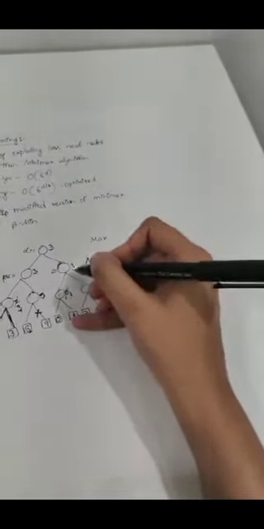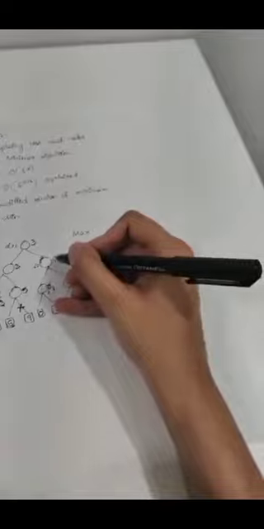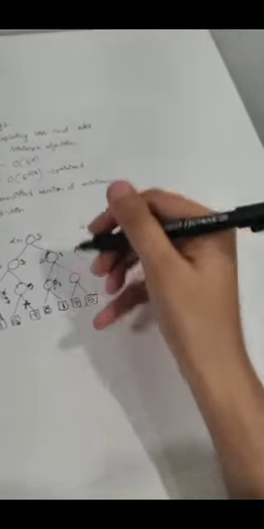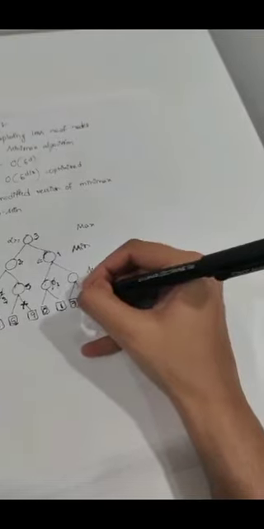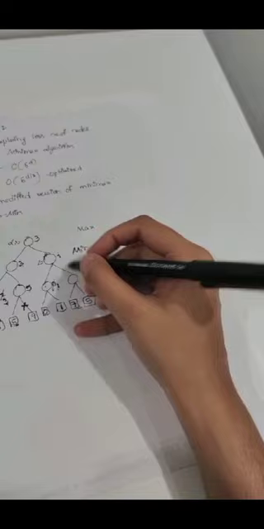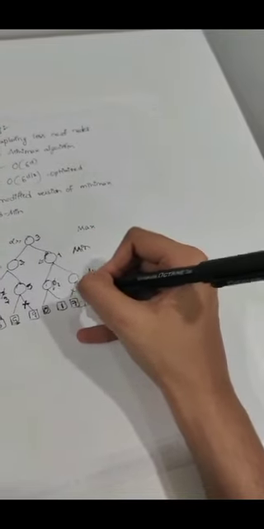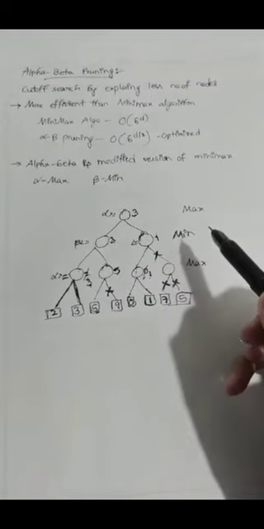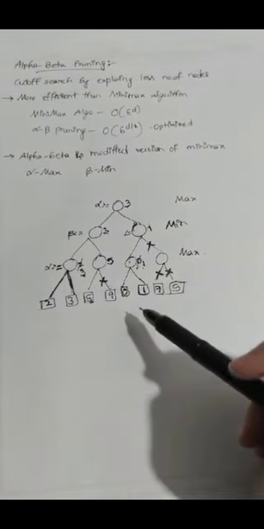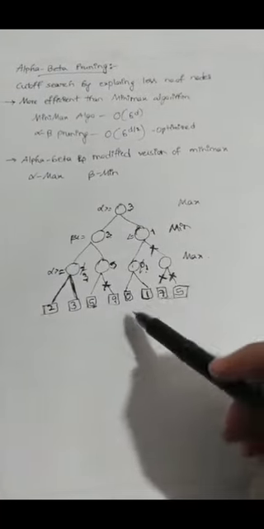Now beta is less than or equal to 1. So we will only update the beta value when the other nodes are less than or equal to 1. So here we go to 7. As 7 is not less than 1, we don't even need to check these nodes. So now this is the final game tree which shows the nodes which are computed and the nodes which are not computed. And the optimal value for the maximizer is 3 in this example.